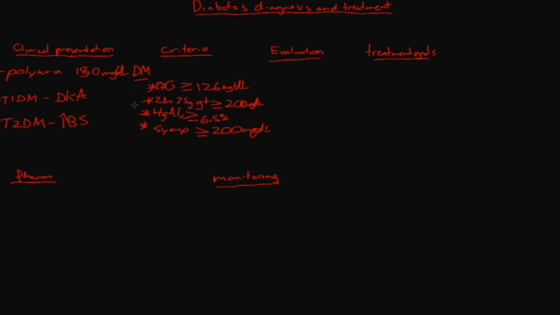Another thing to remember here is a big number 2. All right, why do we want 2? Because we got to have at least 2 of these tests being positive or the same test being positive twice at 2 different times. That's how we make the diagnosis of diabetes. You can't just make it with one of the tests, you got to have the 2s.